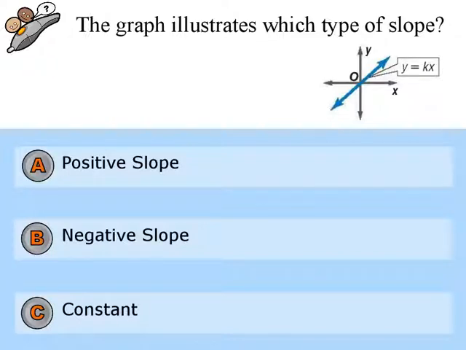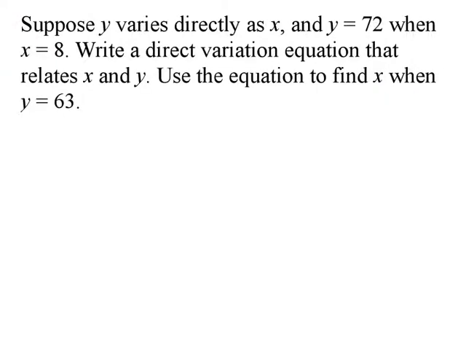Okay, so let's go ahead and look at this problem right here. It says, suppose y varies directly as x, and y equals 72 when x equals 8. Write a direct variation equation that relates x and y. Use the equation to find x when y equals 63. We're going to do something a little different here. We're not necessarily going to write a direct variation equation per se.